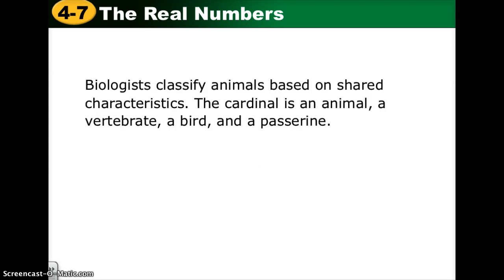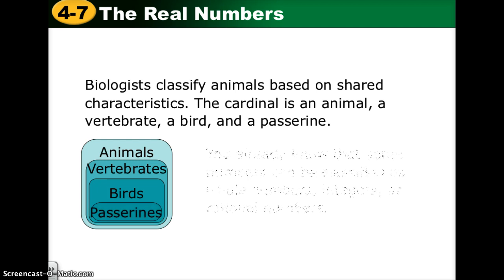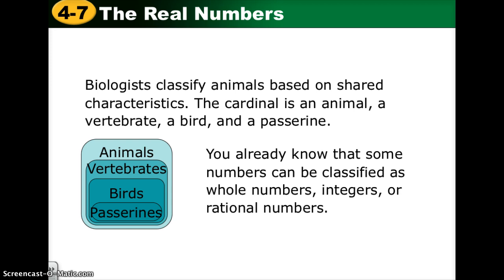Biologists classify animals based on shared characteristics. The cardinal is an animal, a vertebrate, a bird, and a passerine. You can see this shows kind of a diagram of how that fits in. You already know that some numbers can be classified as whole numbers, integers, or rational numbers.